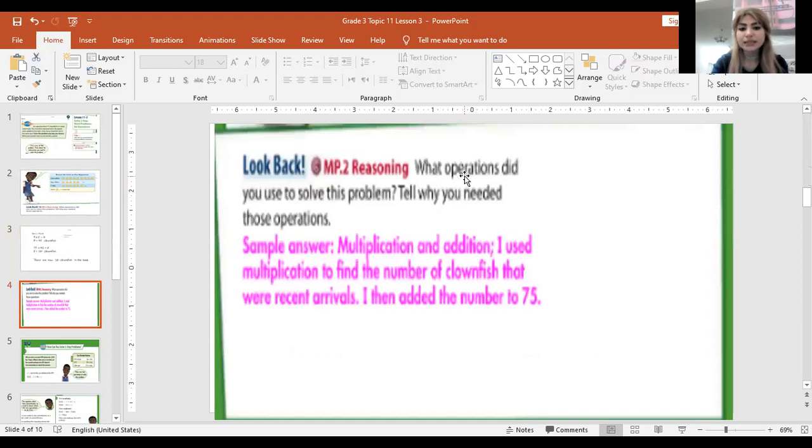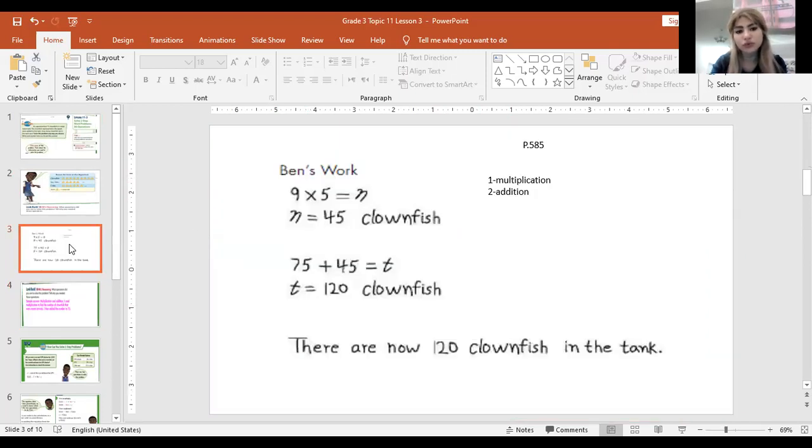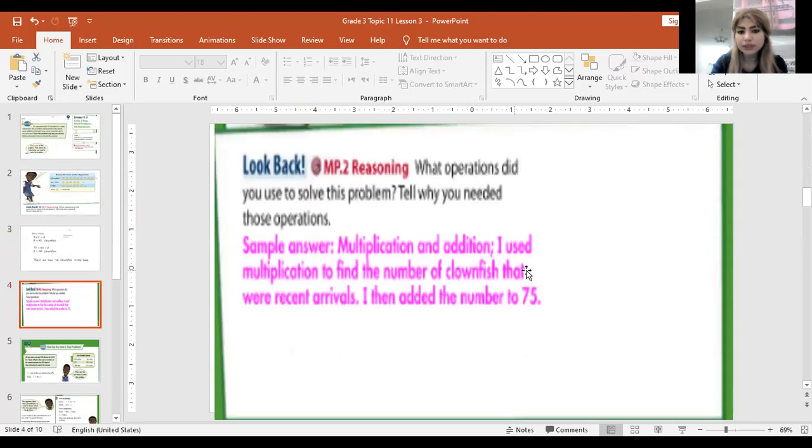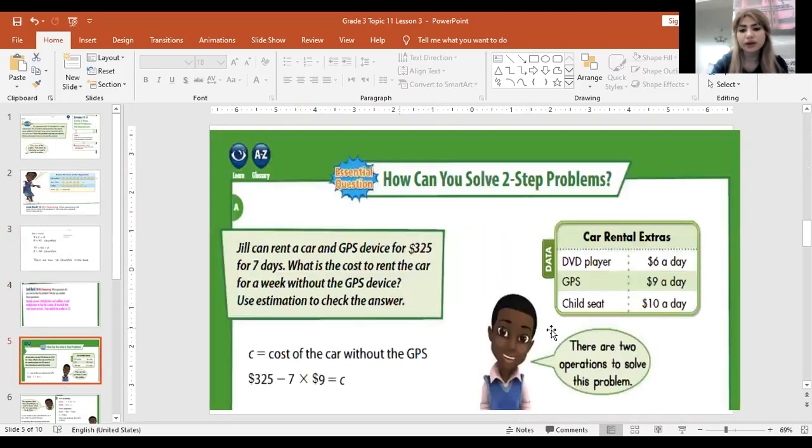Okay, what is he asking me here? What operations did you use to solve this problem? Of course, we used multiplication and addition. I used multiplication to find the number of clownfish and added 75, the number that I had in the beginning. Here, how can you solve two-step problems?